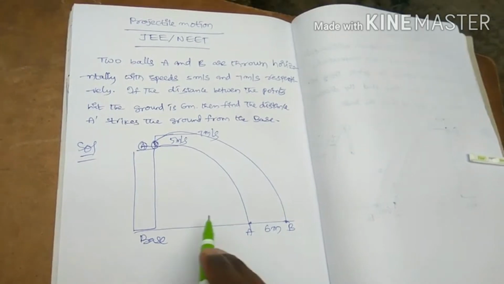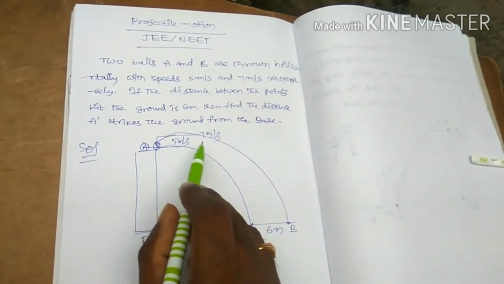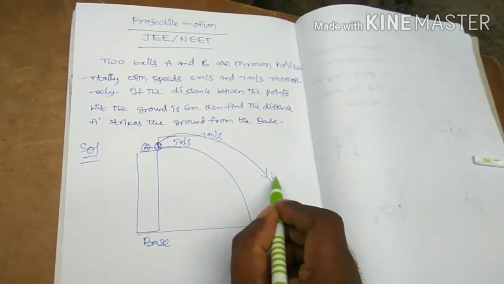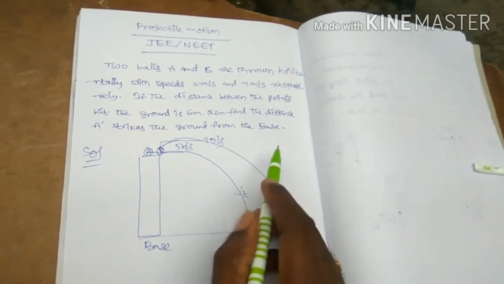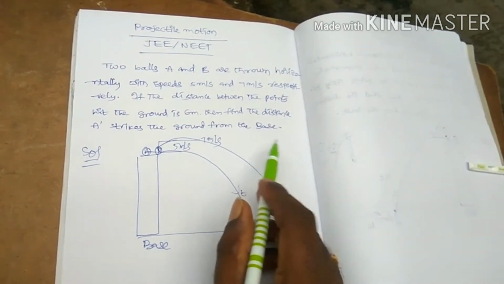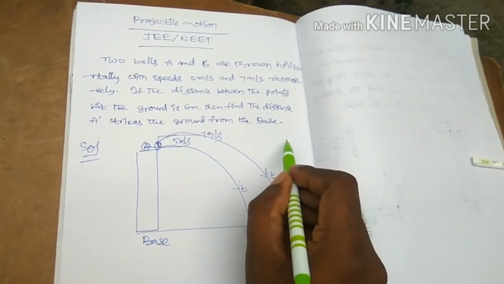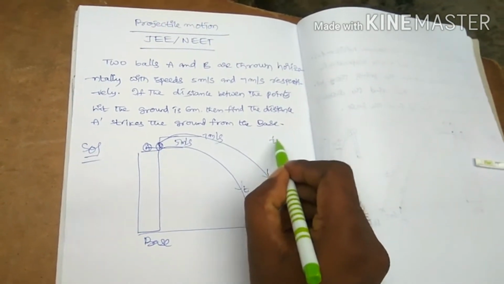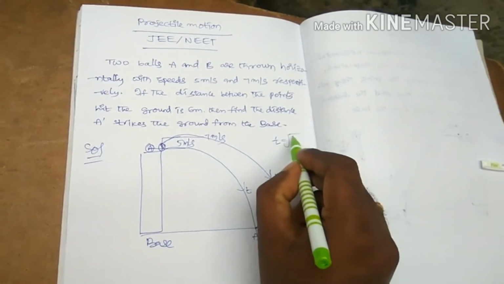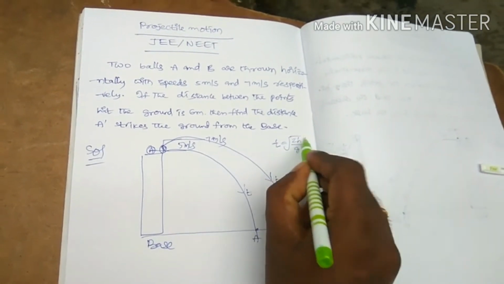Here the time taken to fall is equal for the two balls in this case, because whenever two balls are simultaneously dropped from a certain height, the time taken to fall is equal. That is, t equals under root of 2h by g. So height will be common.